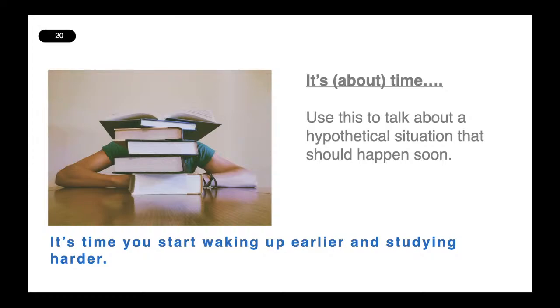So I'll give my answer. It's about time I go on a diet. Means I need to go on a diet soon. I need to start a diet soon. And again, the about is optional. You don't have to use the about. You can say it's time or it's about time. Let's see.